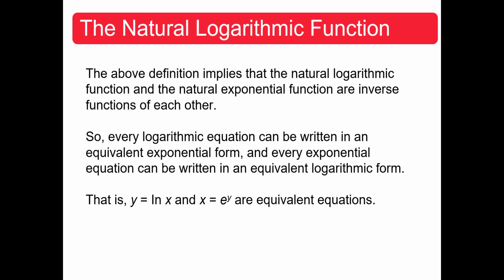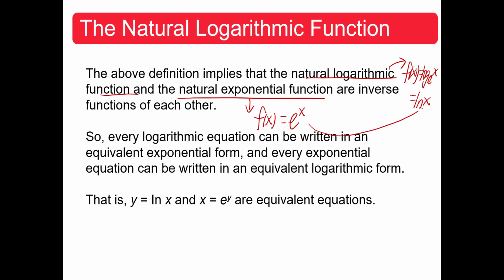Basically, the natural logarithmic function f of x equals log base e of x, or ln of x, and the exponential function f of x equals e to the x, are inverses of each other, so they form a mirror image based on y equals x. y equals x is what we call a symmetry line.